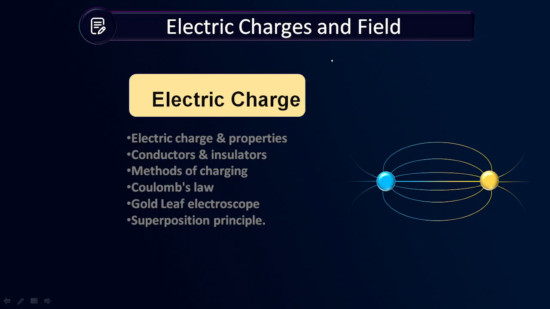In today's video, we are going to start with electrostatics. In that, the first topic will be electric charge and field. In this video, we are going to learn about electric charge, its properties, and all the details. After that, conductors, insulators, methods of charging, Coulomb's law, one small experiment called the gold leaf electroscope, and then the superposition principle. So, these topics we are going to cover in this video.